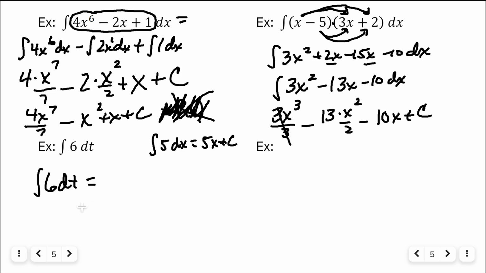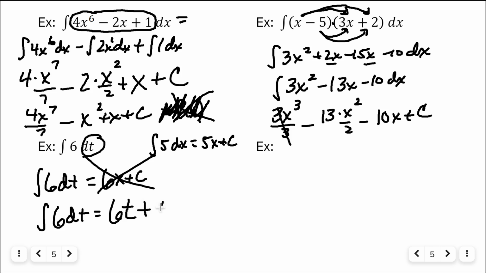hopefully you're thinking, well, first thing, hopefully you're not thinking this. That's wrong. It's not 6x plus c. Absolutely not. Because x is not the variable of integration anymore. The variable of integration is t. So the answer to the integral of 6 dt is 6t plus c. So now you can understand why this needs to be there and why it's so important. It's telling you which variable the rules apply to.